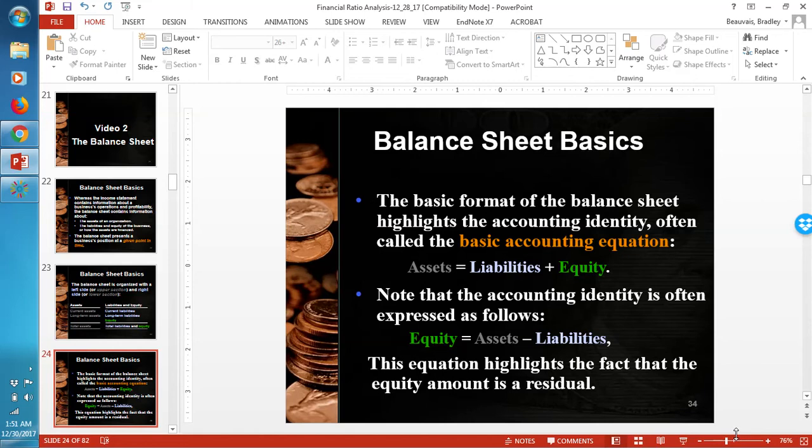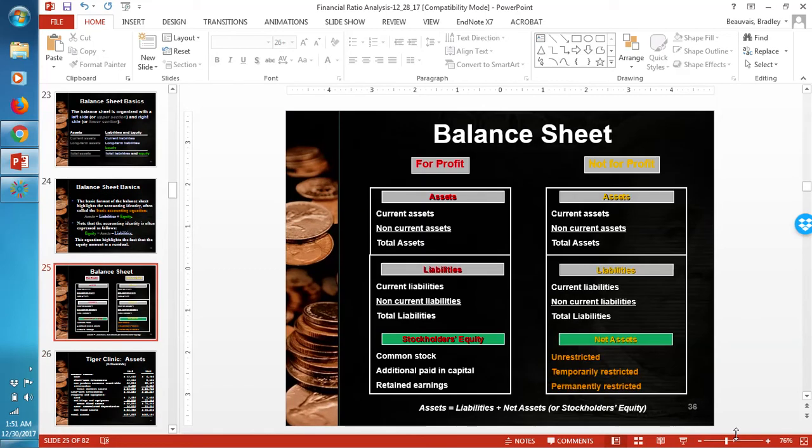As we really start to understand how tenuous or how firm the financial structure is for this particular organization, it's also important to understand that depending on the type of organization, the balance sheet can look slightly different. Now on the left-hand side of our screen here, we have the for-profit. On the right-hand side, we have the not-for-profit. Everything looks pretty consistent until we get down into the stockholder or the net assets section, basically the owner's equity section of the balance sheet.